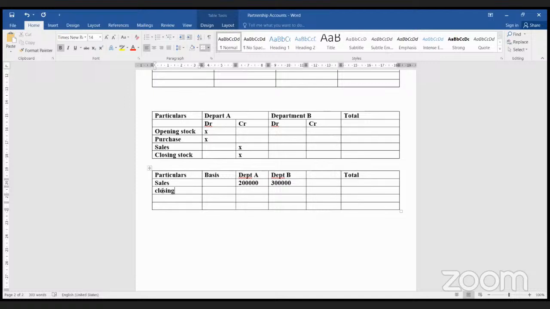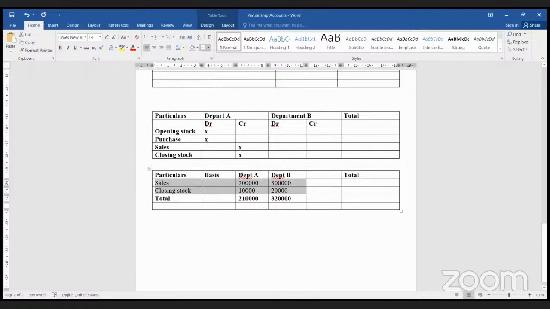Then closing stock also you take. What is the closing stock given? Open the textbook. 10,000 department A and 20,000 department B. Very good. Like that, you just tell me the values. Now add these two, sales and closing stock: 2,10,000, and this 3 lakhs plus 20,000 is 3,20,000. Right?